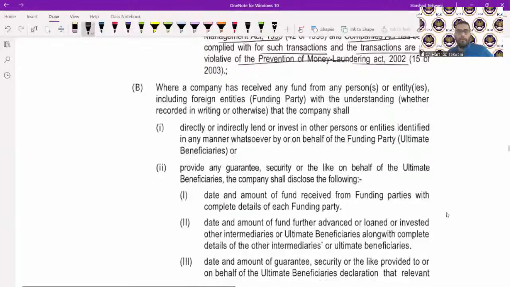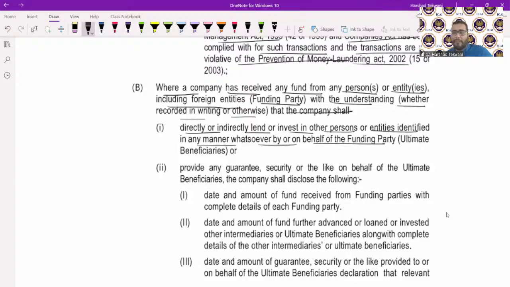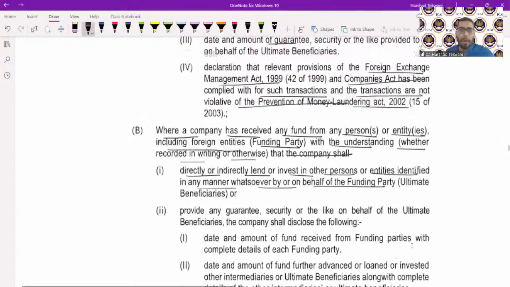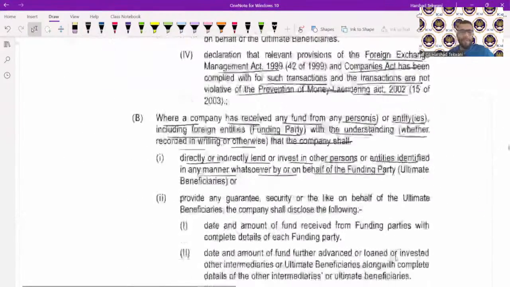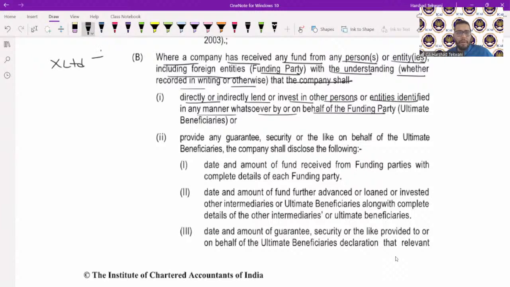The second part talks about where a company has received any fund from any person or entity, including a foreign entity, the funding party, with an understanding, whether recorded in writing or otherwise, that the company shall directly or indirectly lend or invest in other entities identified in any manner on behalf of the funding party. So till now we were X Limited, in point A. Now in point B we are Y Limited. So X Limited is the funding party, providing the amount to Y Limited.